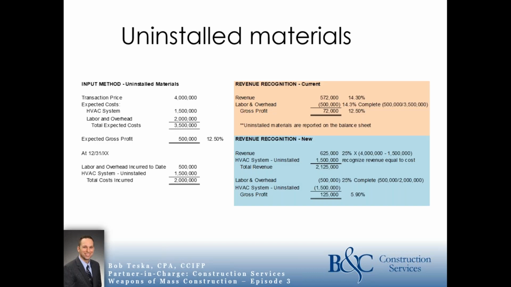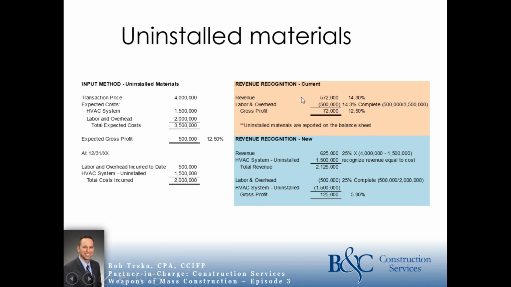So, an example here: we've got a transaction price of $4 million. There's materials, this HVAC system, of $1.5 million with labor of $2 million. So total expected cost of $3.5 million, and gross margin of $500,000, at about 12.5%. At 12/31, we've incurred $500,000 of labor and overhead, so about 25% of what's expected. And we've got that HVAC system on site, but it's uninstalled. So total cost to date is about $2 million.